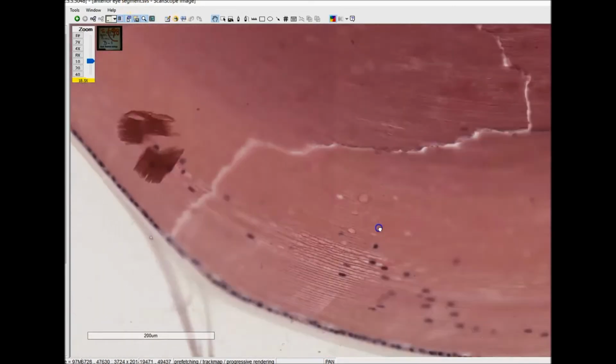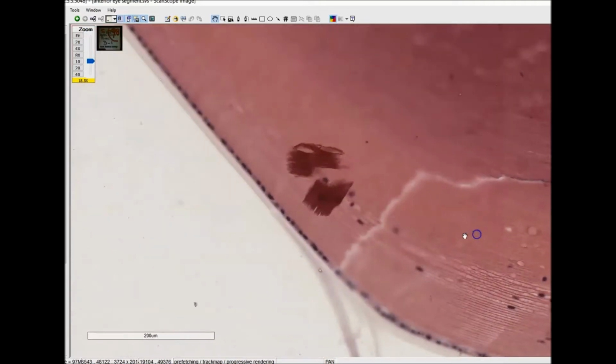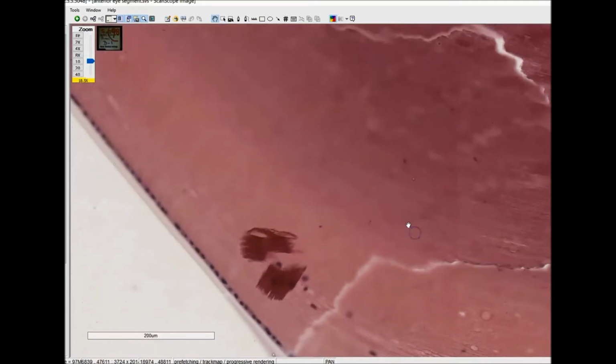New lens fibers are made here at the equator of the lens. They differentiate from these epithelial cells, and they begin to elongate. And then as they begin to differentiate, they lose their organelles and they become just bags of special protein called crystallins. And it's both the molecular arrangement of the crystallins and the very precise crystalline arrangement of the cells themselves that promote that transparency.